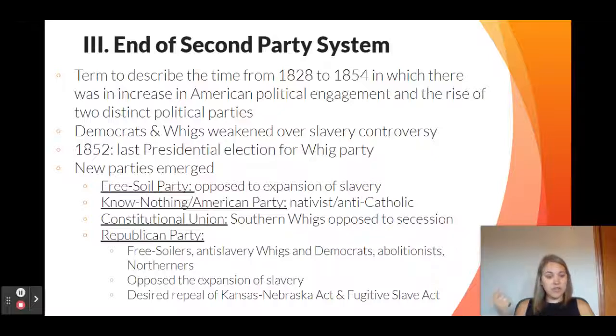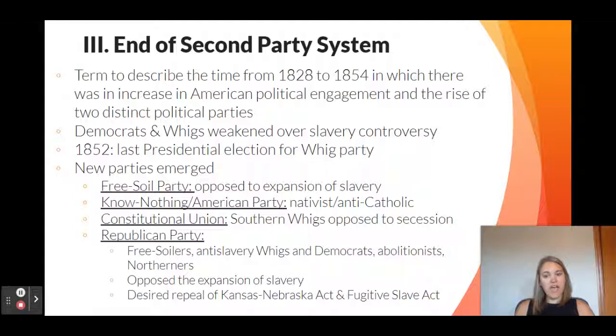But as we mentioned earlier in this lesson, the 1852 election demonstrated a weakening point for the Whigs. And so we see new parties emerging, which we call the third party system, where we have multiple minor parties that are vying for national attention. So the Free Soil Party opposed the expansion of slavery. The Know Nothing Party, which did exist earlier, but when it became the American Party, it actually was slightly more successful. And they are a nativist anti-Catholic party. The Constitutional Union Party, which are Southern Whigs, but who are opposed to secession.